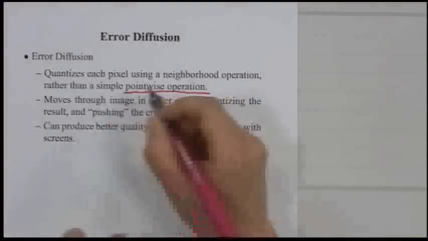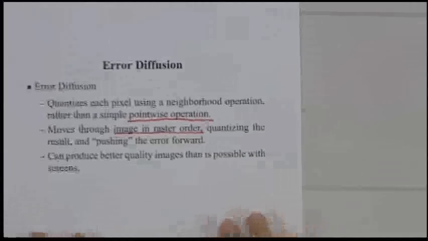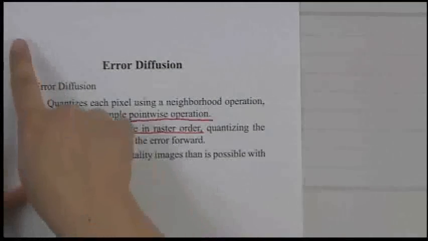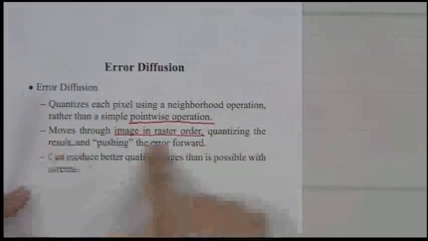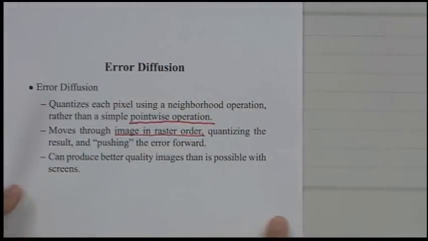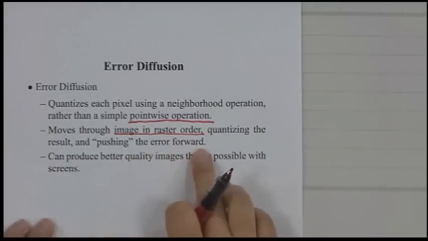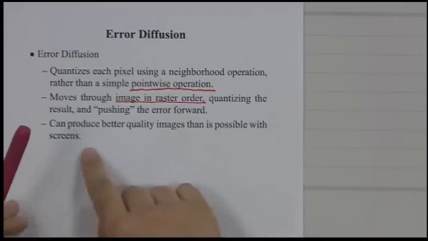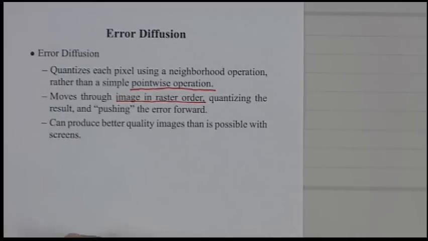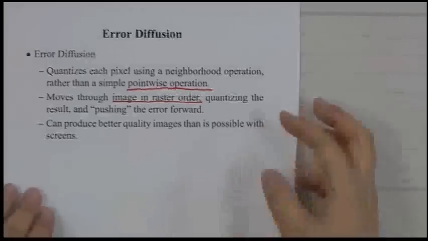In error diffusion, we process the image in raster order. Raster order means here is the image, and we process from left to right, from top to bottom. So we process pixels in this order. And then we quantize the result, but push the error forward. And people found that this error diffusion method is better than halftoning which uses screens, meaning dot profiles.